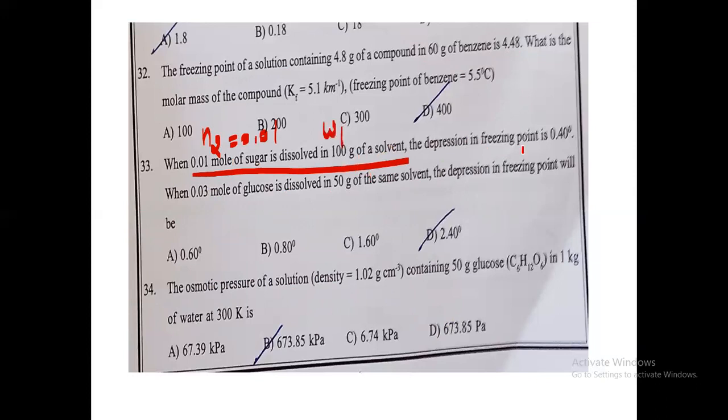The depression in freezing point is 0.4. So what is given? Delta TF is given here as 0.4. When 0.03 mole of glucose is dissolved in 50 grams of the same solvent, the depression in freezing point will be what they ask here.